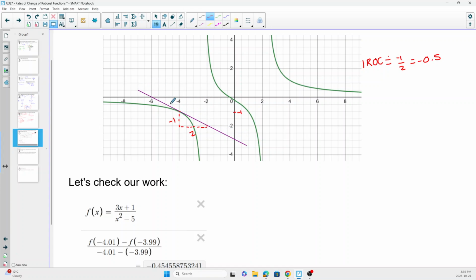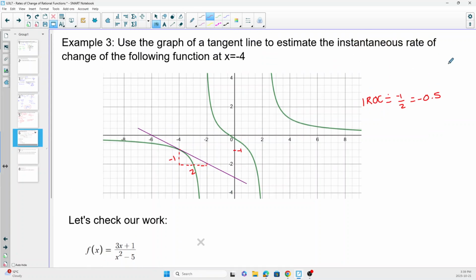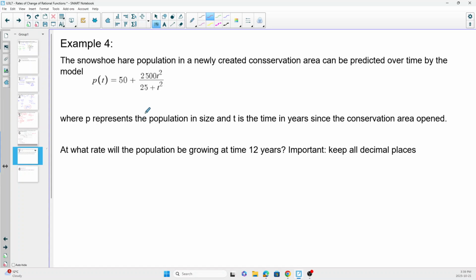I know that it's not a super steep rate of change, and so it's all important information. Okay, so that's how we can find or estimate instantaneous rate of change from a graph. And then the very last question is an application question. So how can we use our understanding of rate of change when we are given a word problem or an application problem? And in this case, we're going to use technology to help us.